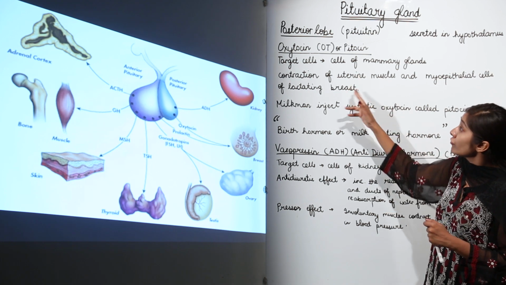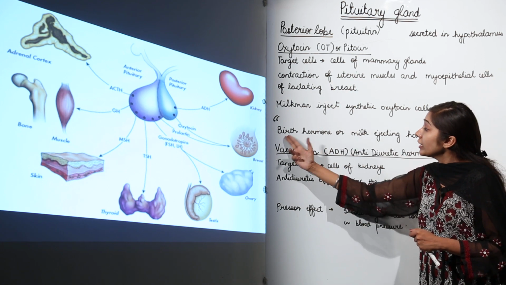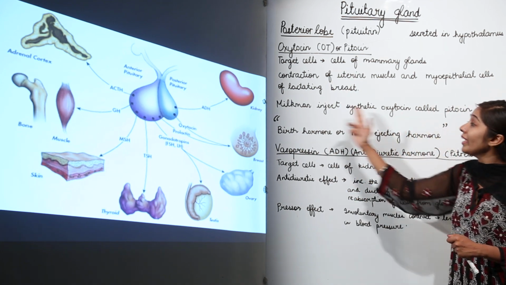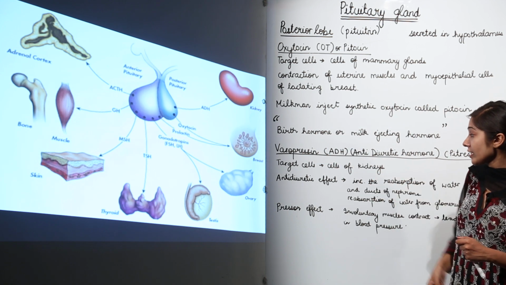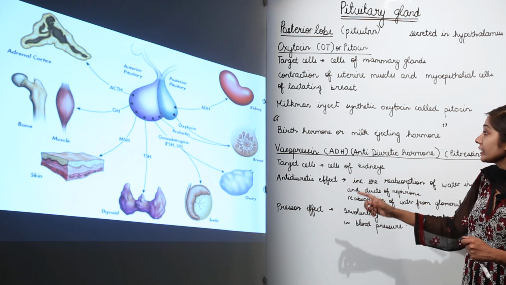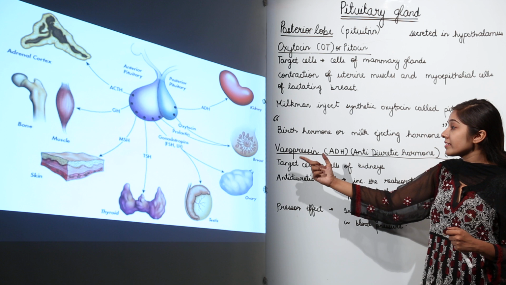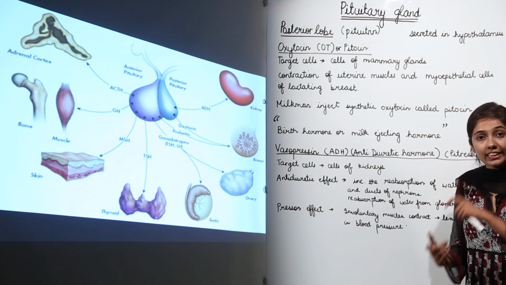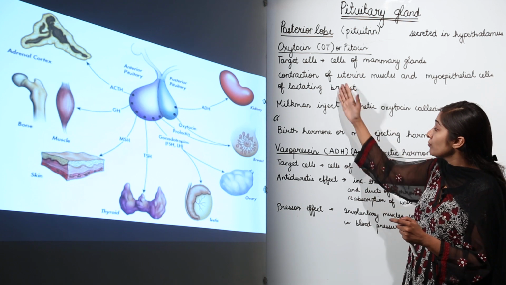So I hope from the names and the terms that I have given you, like for oxytocin we have birth hormone or milk ejecting hormone, you can make out the function of the hormone oxytocin, and the antidiuretic effect which is linked with what? The kidneys, because the target cells of vasopressin are the cells of the kidneys. So how are they going to function? You have understood the function of both the hormones.